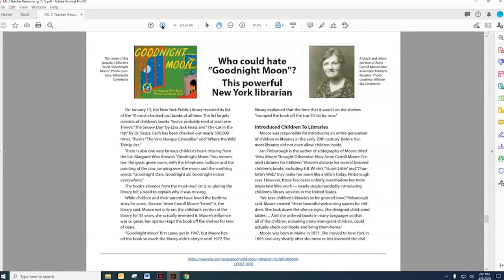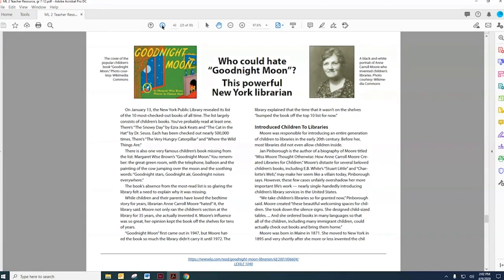Okay, so now I'll jump to the third paragraph. The book's absence from the most read list is so glaring the library felt a need to explain why it's missing. Fourth paragraph. While children and their parents have loved the bedtime story for years, librarian Anne Carroll Moore hated it.